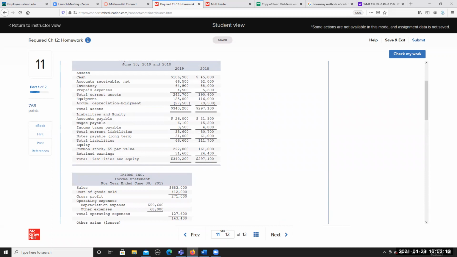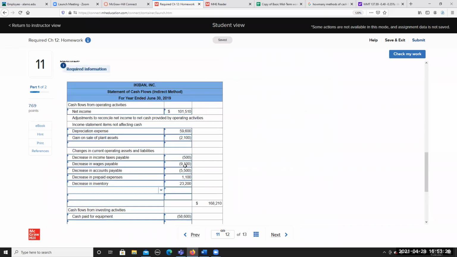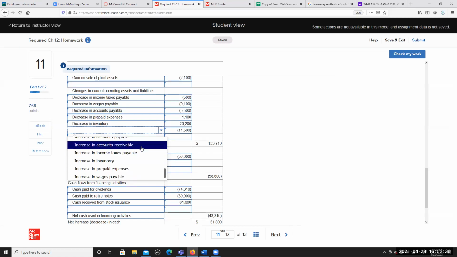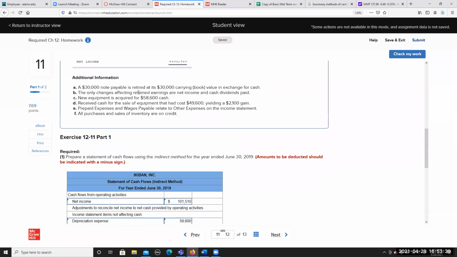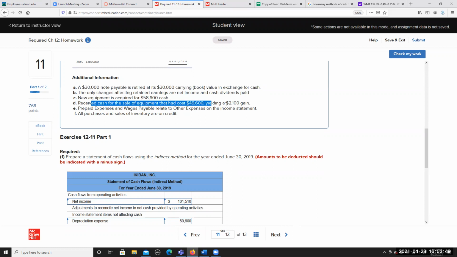Receivables, 52 to 66. So receivables went up by 14,500. So the increase in receivables makes our cash go down. Increase in accounts receivable. There you go. Now let's see. We're missing one thing. We took care of the $30,000 note. We took care of the dividends. We took care of the equipment. So right here is the last one we lack.